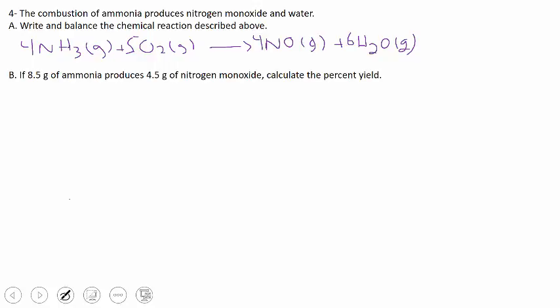Now part B. If 8.5 grams of ammonia produces 4.5 grams of nitrogen monoxide, you want to find the percent yield. So percent yield is defined as the actual yield or experimental yield divided by theoretical yield times 100.